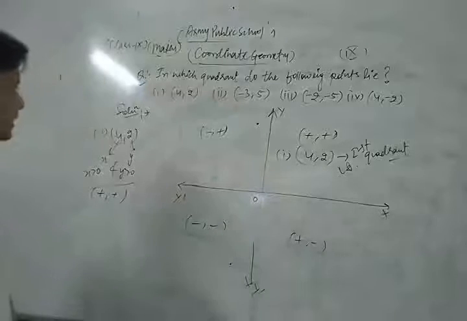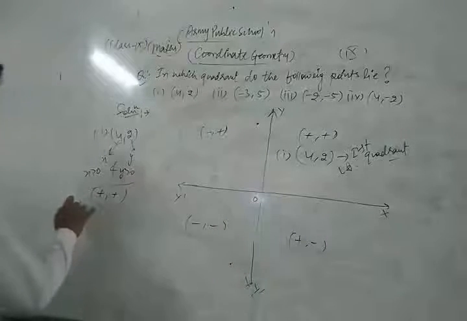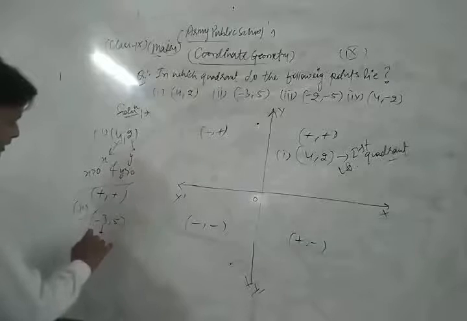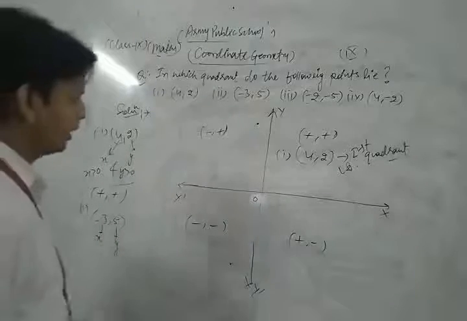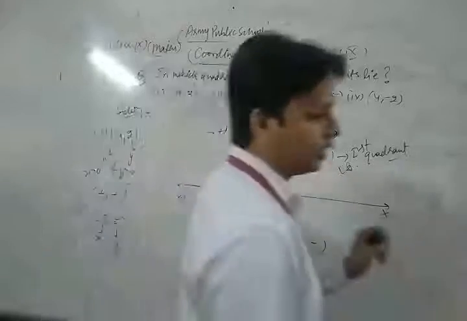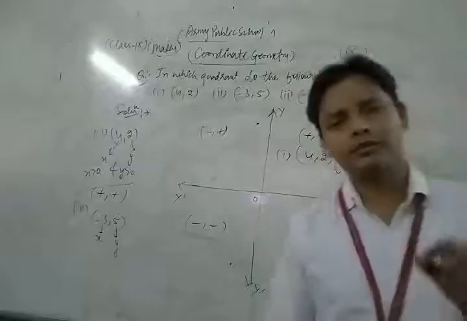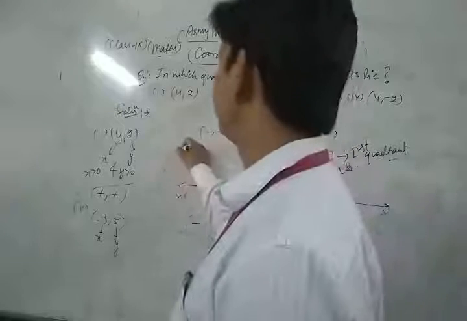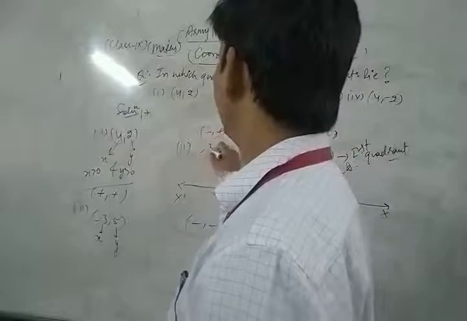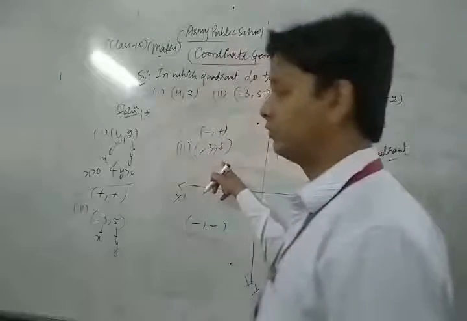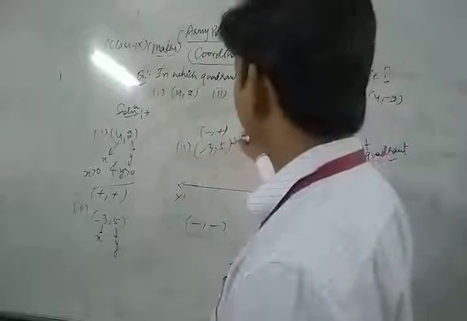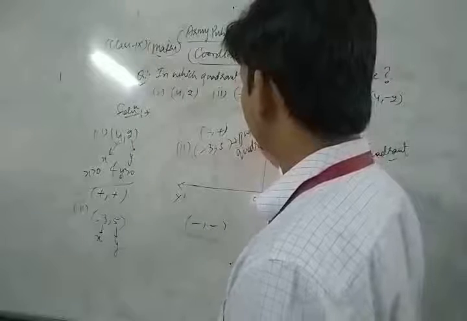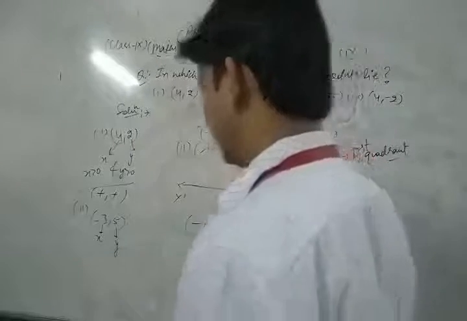Now we discuss the next, second one, which is (-3, 5). This is x and this is y. So the abscissa is negative and the ordinate is positive. In which quadrant? In the second quadrant. So the second point (-3, 5) lies in the second quadrant. This is the answer.